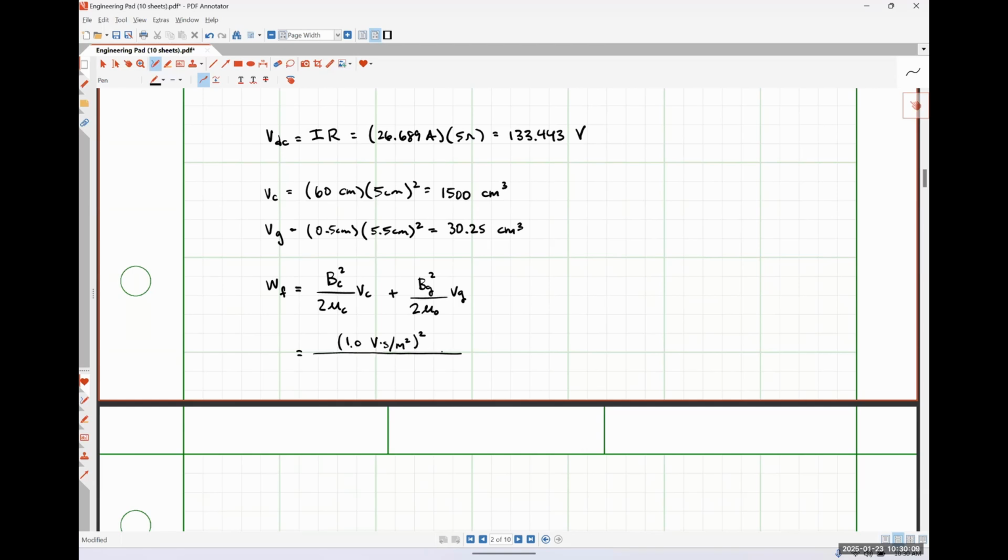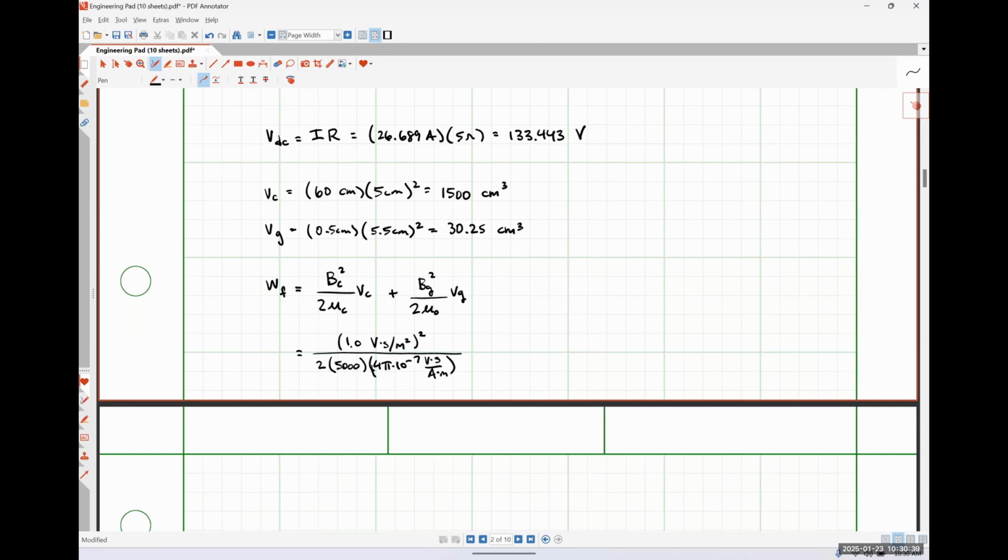Down here, I have twice mu c, so that's twice 5,000 times 4 pi times 10 to the minus 9. Actually, I'm going to write it as 10 to the minus 7, excuse me, because I'm going to put it in henries per meter so that the meters cancel each other out. A henry is a volt second per ampere. So I'm going to have volt seconds per ampere meter down here.